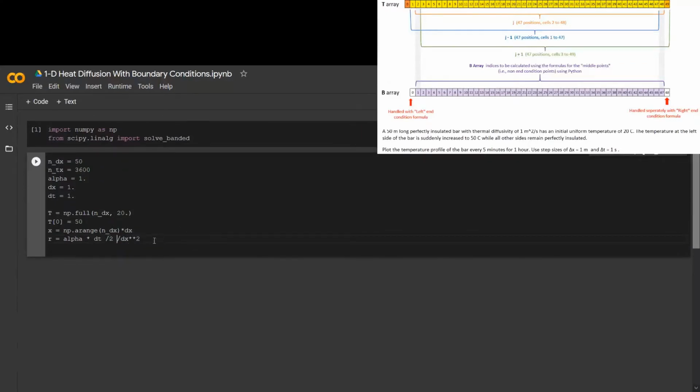That's weird. I have no idea why that's happening. Is that okay? So R is 0.5. So if we have 1 times 1 divided by 2 is 1/2, divided by 1 squared. Okay, yep, that's correct. Okay, so now that's all good.